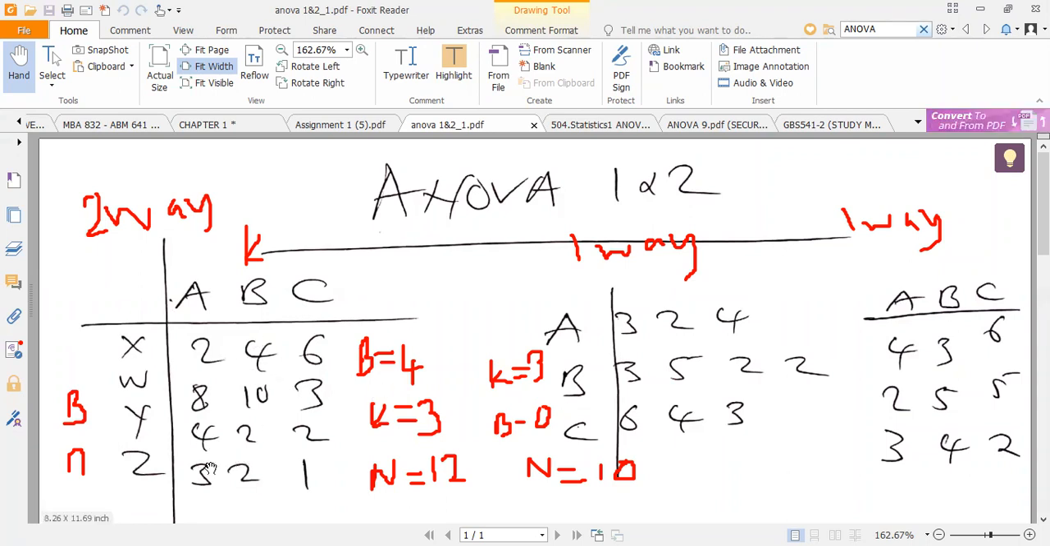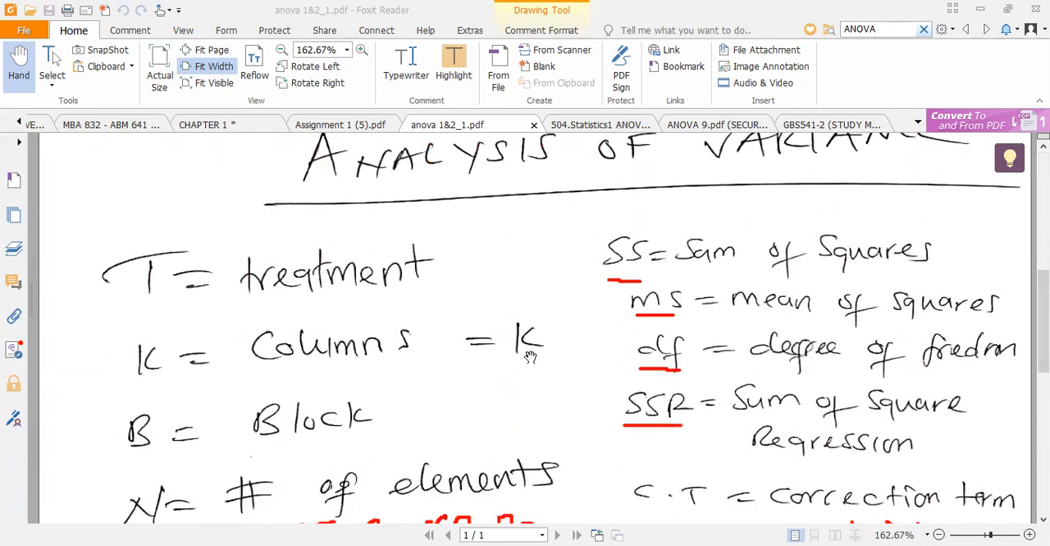The total number of elements is called our N. Total number of elements here is our N, which is 12. So here, what is our K? We have 3. What is our N? There are 10 in total. What is our K? Here it is 3. So we have 3 columns. All right. So SS stands for the sum of squares.